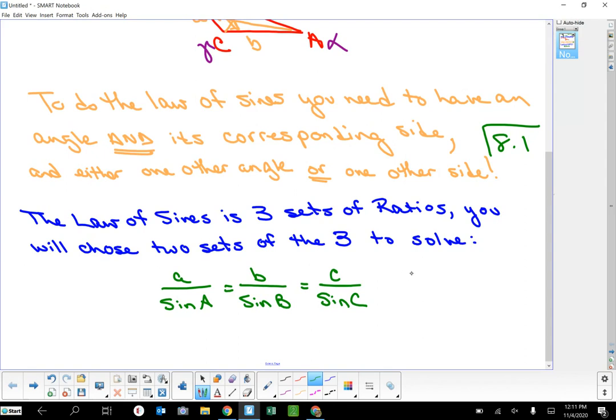Okay, so these are all sides on top, angles on the bottom. Now, keep in mind that it doesn't really matter if the sides are on the top and the angles are on the bottom, or the angles are on the top and the sides are on the bottom, as long as you're super consistent with that. Okay, so let's go see how this is going to work out in an example.